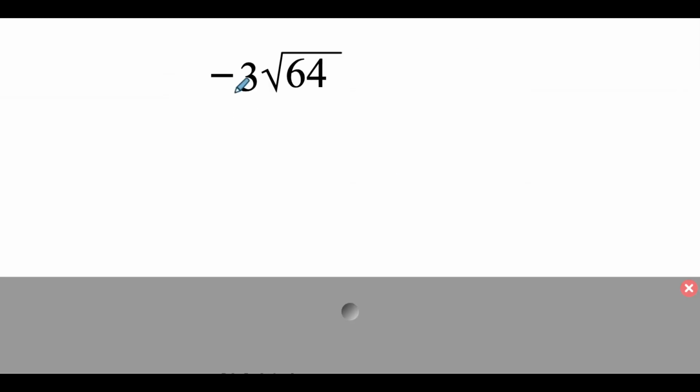Now for our next one, we've got negative 3 times the square root of 64. We're going to make a factor tree for the 64. That could be 8 times 8. This 8 breaks down into 4 times 2. And the 4 breaks down into 2 times 2. This 8 breaks down into 4 times 2, and this 4 also breaks down into 2 times 2. Now don't forget, we've got this negative 3 hanging out in front, so we're going to leave that there, and then we're going to look for pairs.